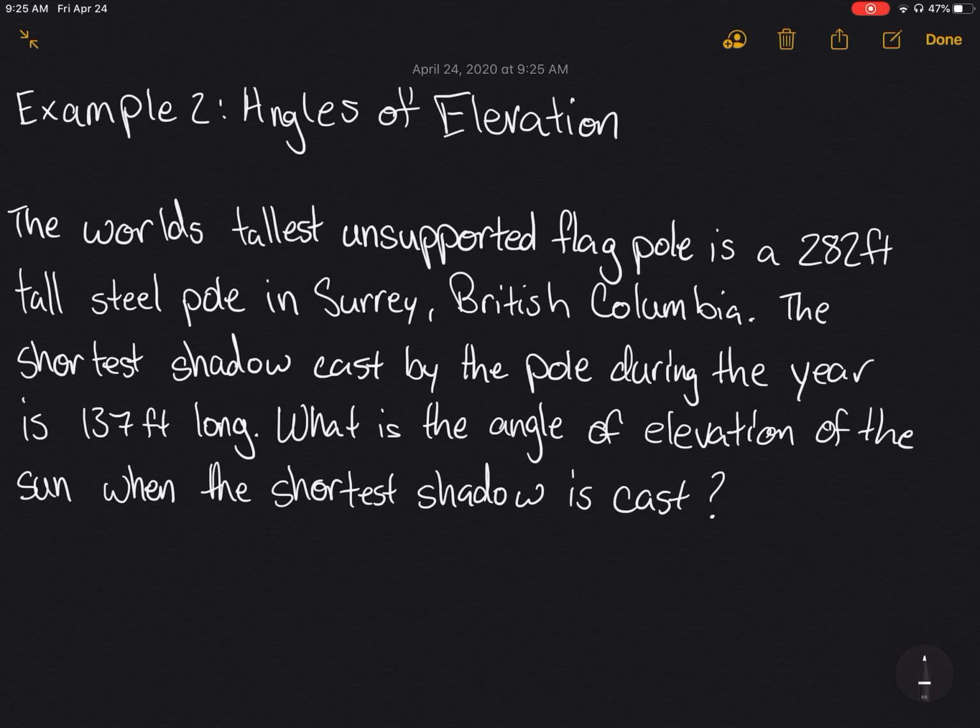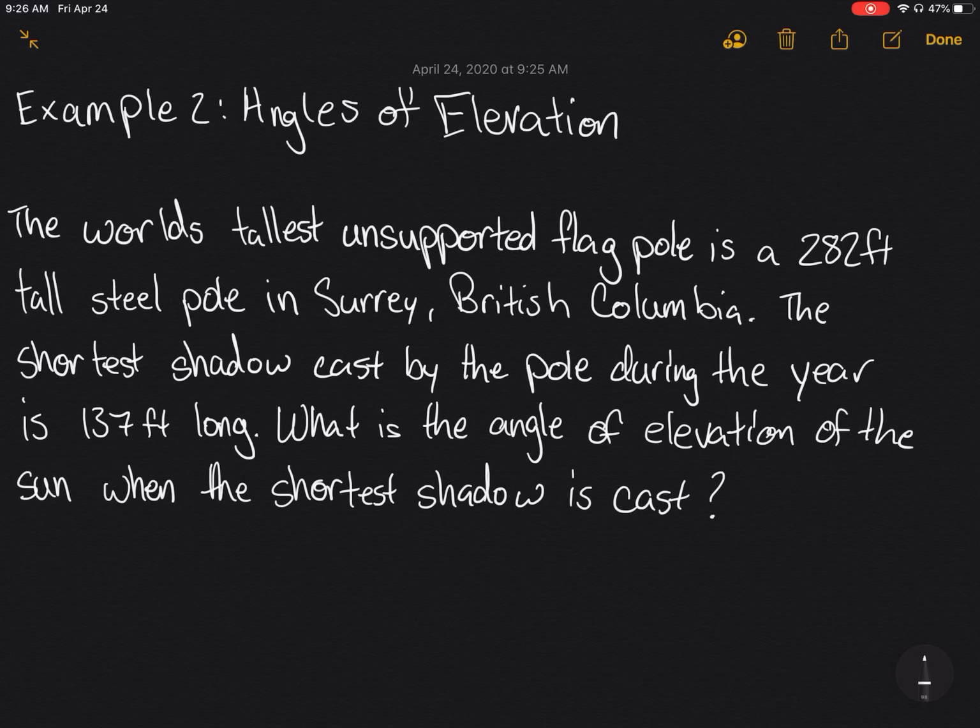So let's read the problem and figure out what we need to use for the problem. So the world's tallest unsupported flagpole is a 282-foot tall steel pole in Surrey, British Columbia. The shortest shadow cast by the pole during the year is 137 feet long. What is the angle of elevation of the sun when the shortest shadow is cast?